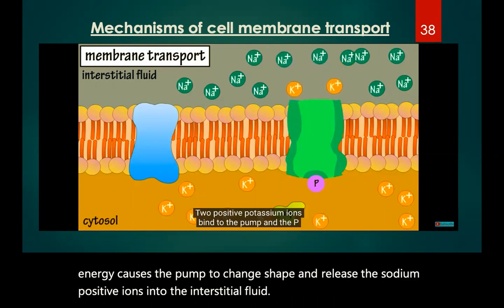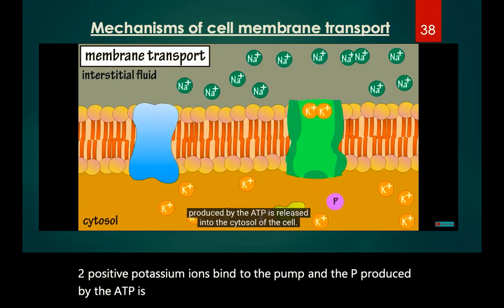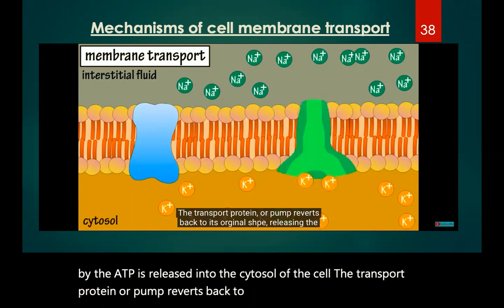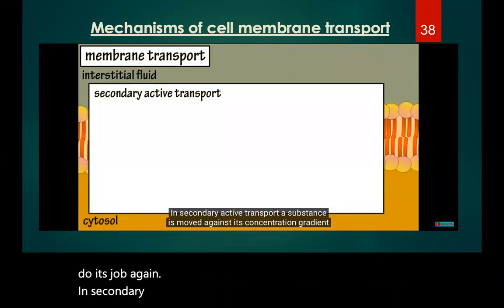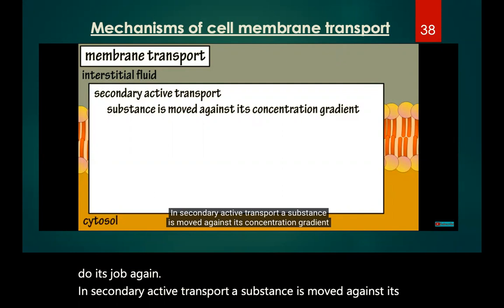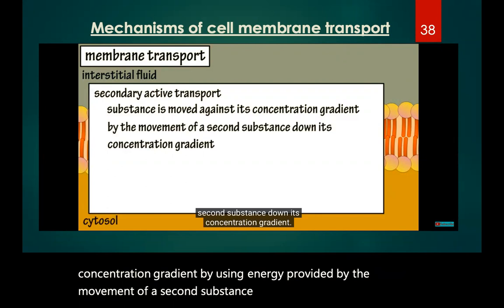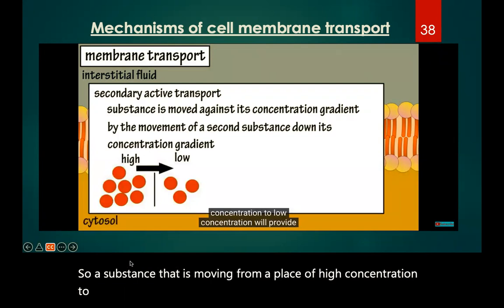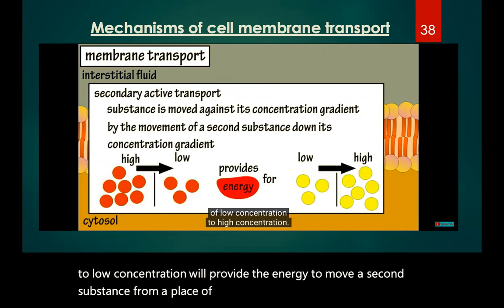2 positive potassium ions bind to the pump, and the P produced by the ATP is released into the cytosol of the cell. The transport protein, or pump, reverts back to its original shape, releasing the positive potassium ions into the cytosol, and the pump is ready to do its job again. In secondary active transport, a substance is moved against its concentration gradient by using energy provided by the movement of a second substance down its concentration gradient. So a substance that is moving from a place of high concentration to low concentration will provide the energy to move a second substance from a place of low concentration to high concentration.